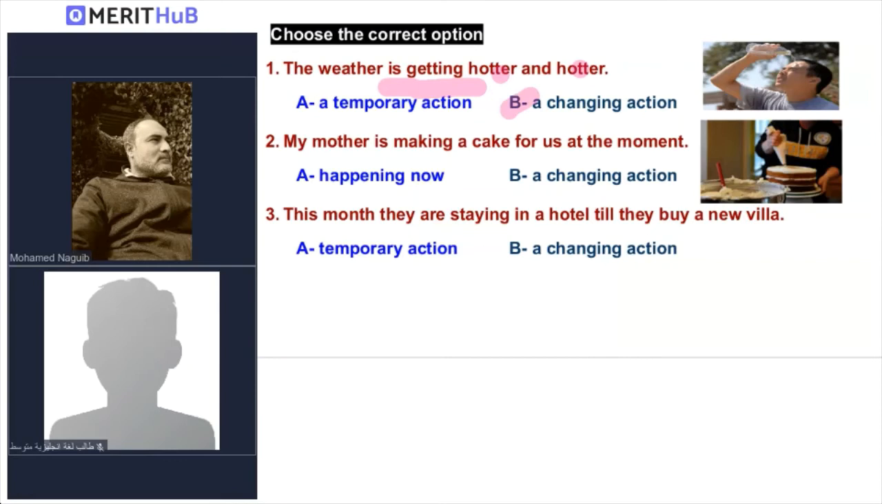Let's move to number 2. My mother is making a cake at the moment. So the action is happening at the moment, right now. As I mentioned, when the action is happening in front of our eyes, we see that. So the action is happening now. Yeah, that's right. So what is the difference between a changing situation and this?